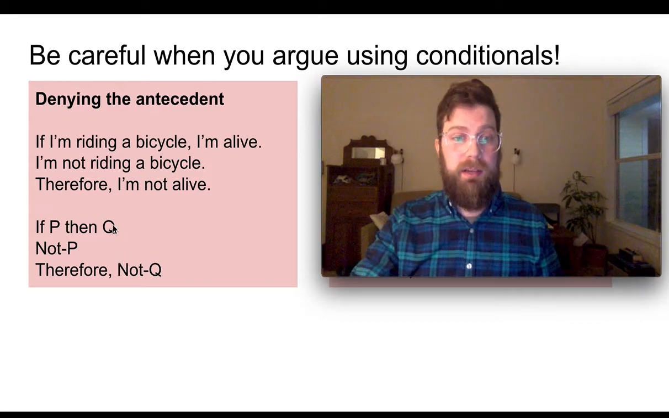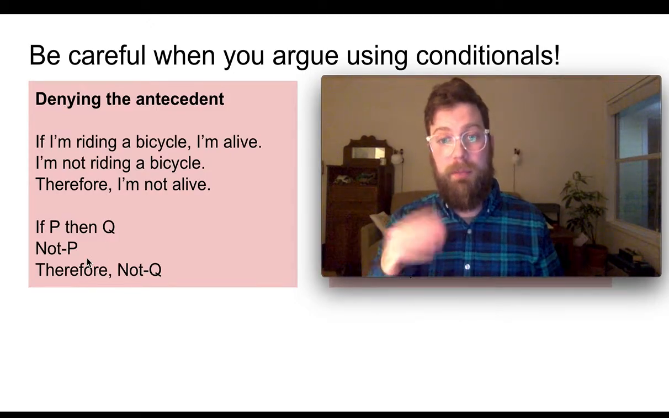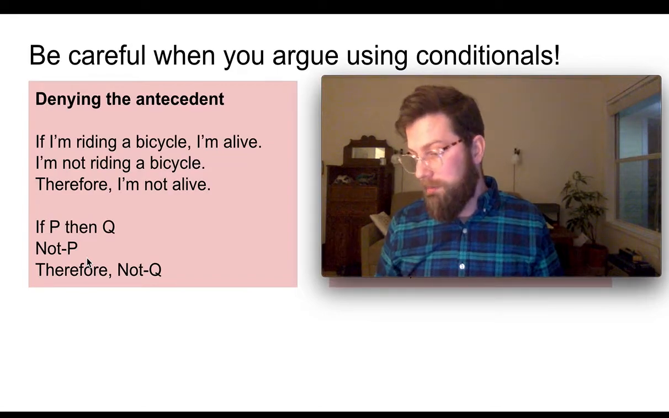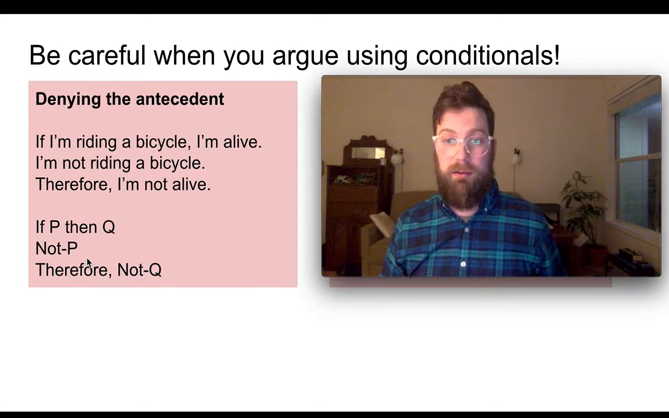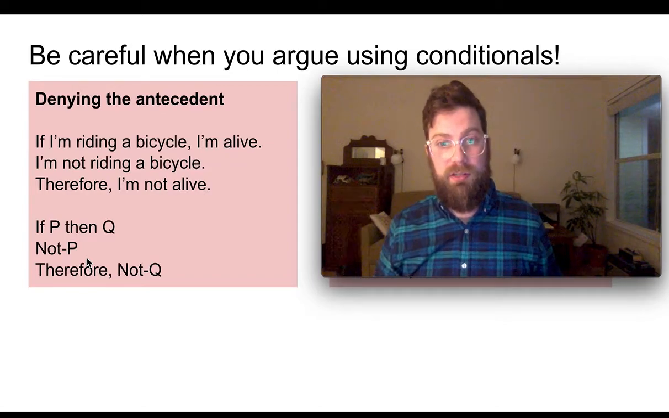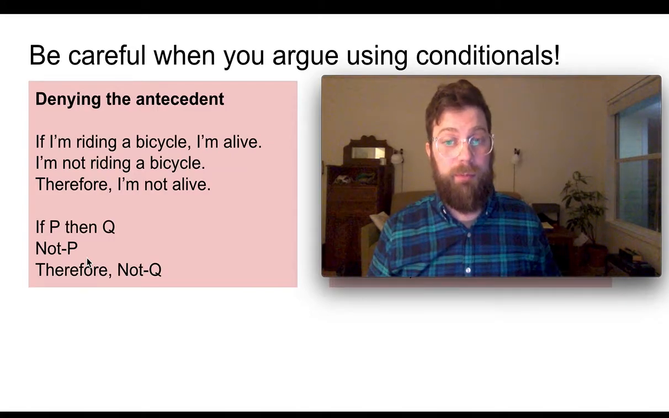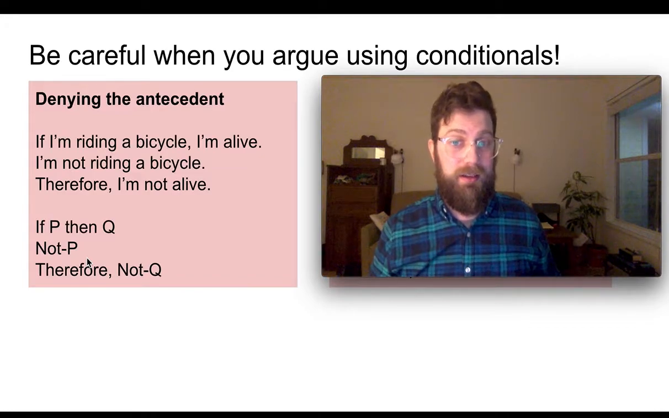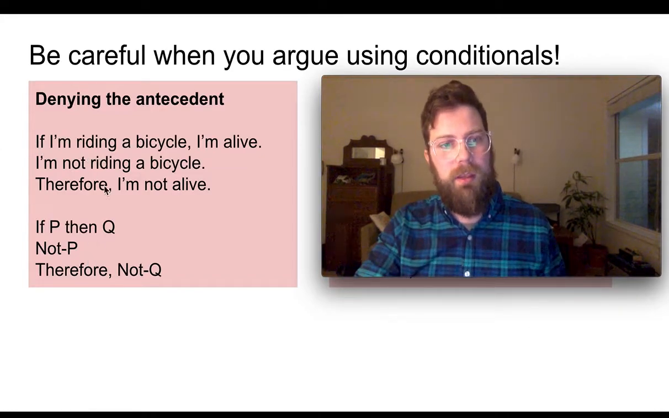Here's why. Just because P guarantees Q, you can't conclude not Q from not P, because in many cases, something can be guaranteed as a consequence of another condition, but it might be that there are many ways of bringing about that condition that don't appeal to the antecedent. So let's look at this one.